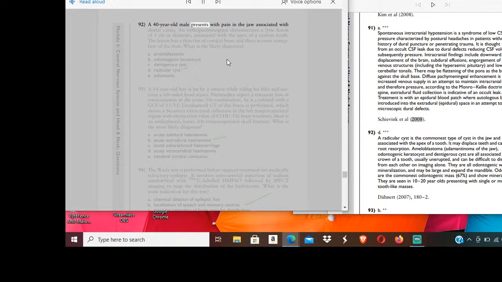A 40-year-old male presents with pain in the jaw associated with dental caries. An orthopantomogram demonstrates a lytic lesion of 1 centimeter in diameter, associated with the apex of a carious tooth. The lesion has a thin rim of cortical bone, and there is some resorption of the root. What is the likely diagnosis? A. Ameloblastoma. B. Odontogenic keratosis. C. Dentigerous cyst. D. Radicular cyst. E. Odontoma.